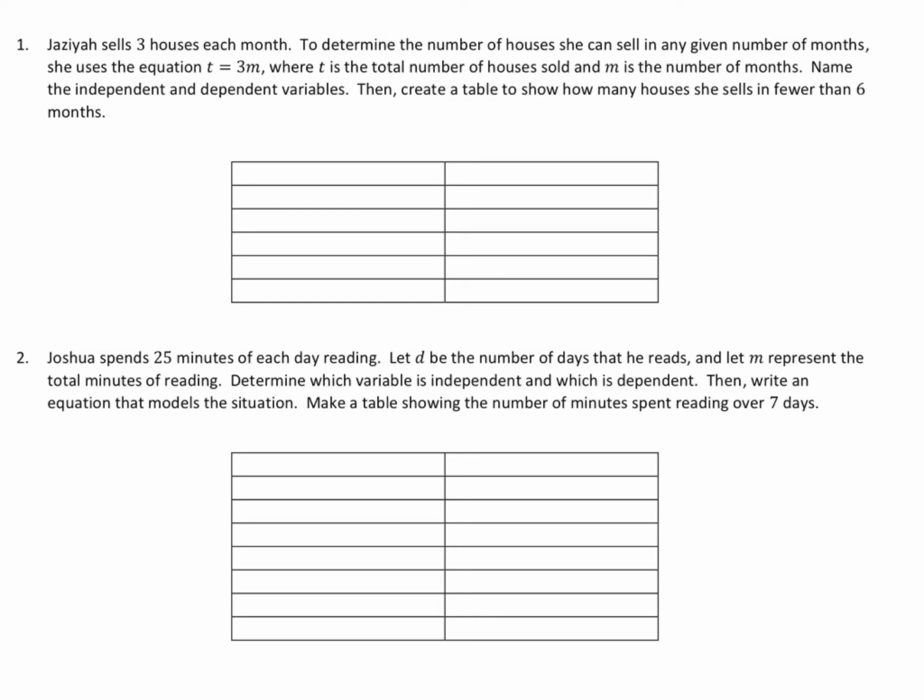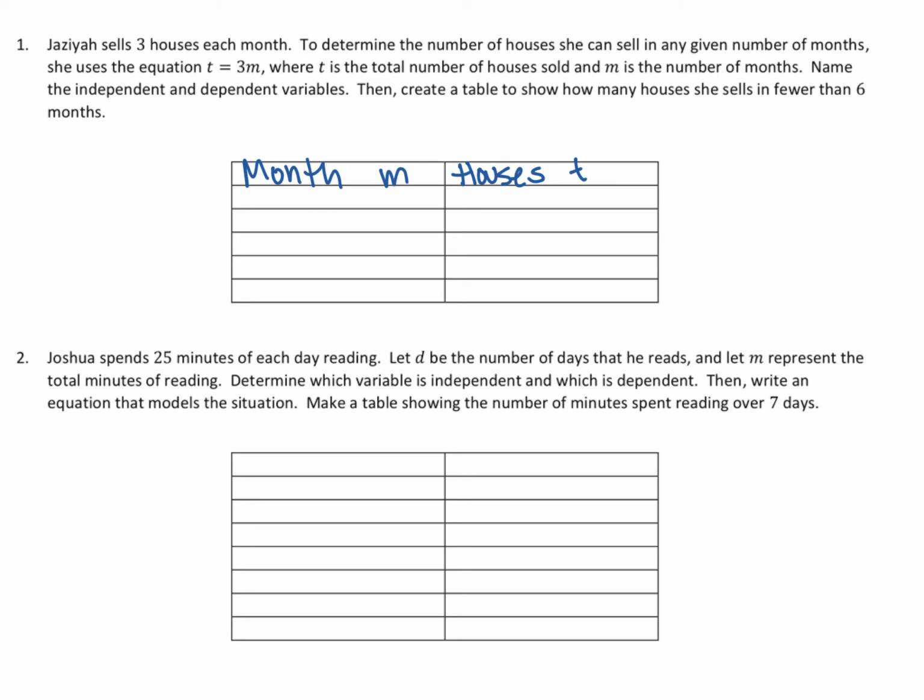So the independent variable and the dependent variable. Do the houses depend on how many months, or do the months depend on how many houses? The houses depend on how many months. So the houses is the dependent variable, which means it needs to go here. The houses is represented by the variable T. The months is independent and is represented by M.